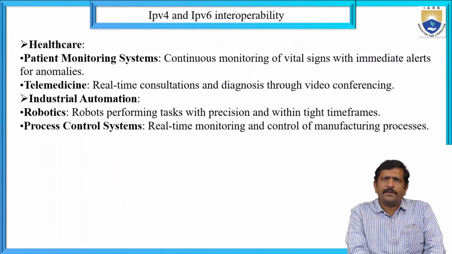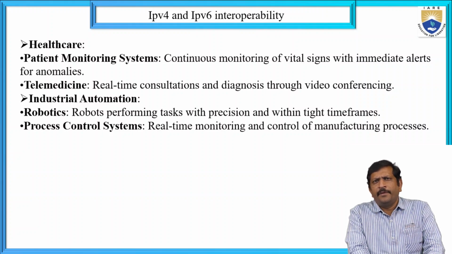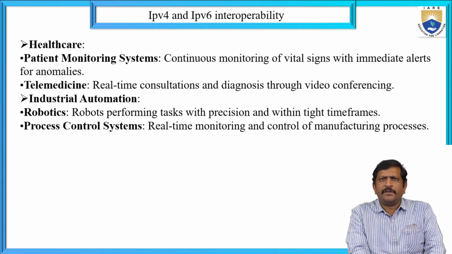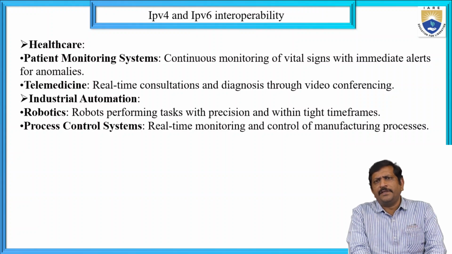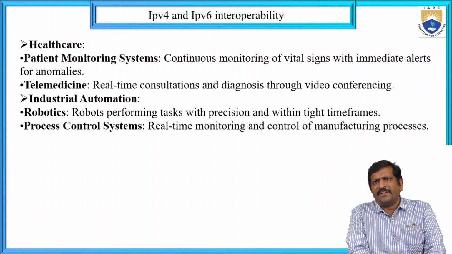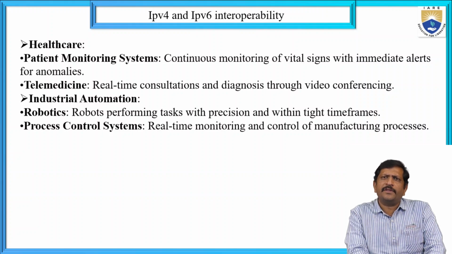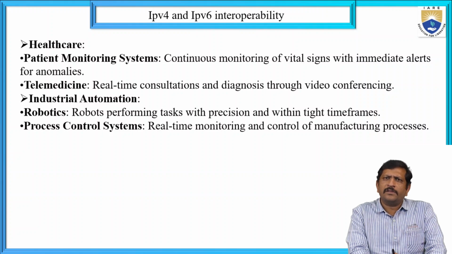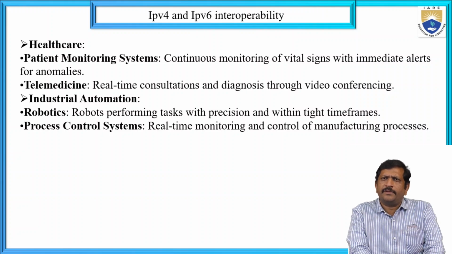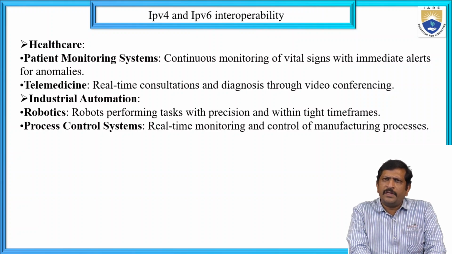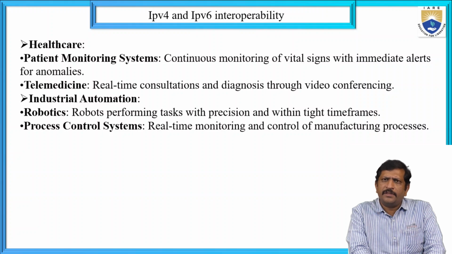Next, healthcare. Healthcare means monitoring the patient on a regular basis. Regarding healthcare, we can utilize IPv4 and IPv6 protocols. Now we can monitor the health condition of the patients. It shows the signs of the patient's condition with immediate alerts for anomalies. Suppose there are any anomalies, it immediately gives alerts.